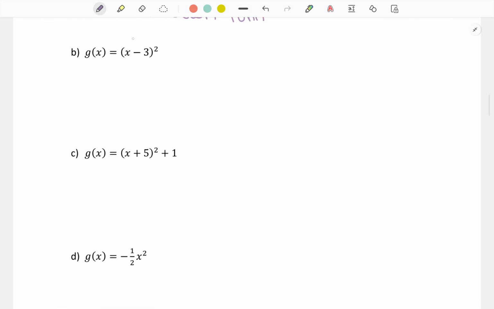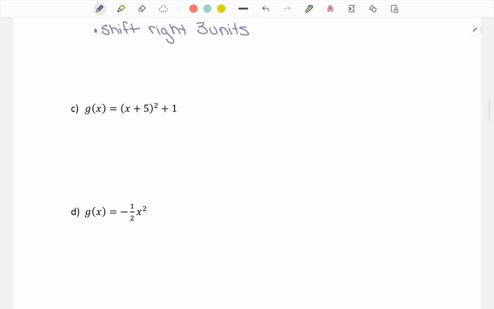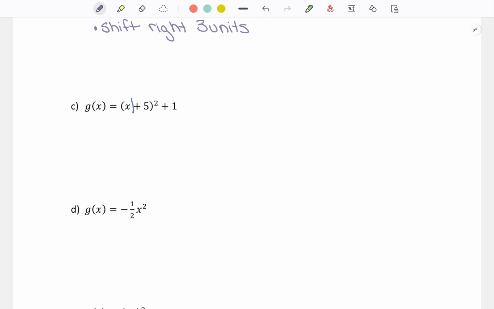Then for B, we only have that minus 3, but that is going to shift to the right because it's negative. So we're going to shift to the right 3 units. And then on C, we have 2 transformations. We have the plus 5 in parentheses. That is going to shift left 5 units. And then the plus 1 is going to shift up 1 unit.